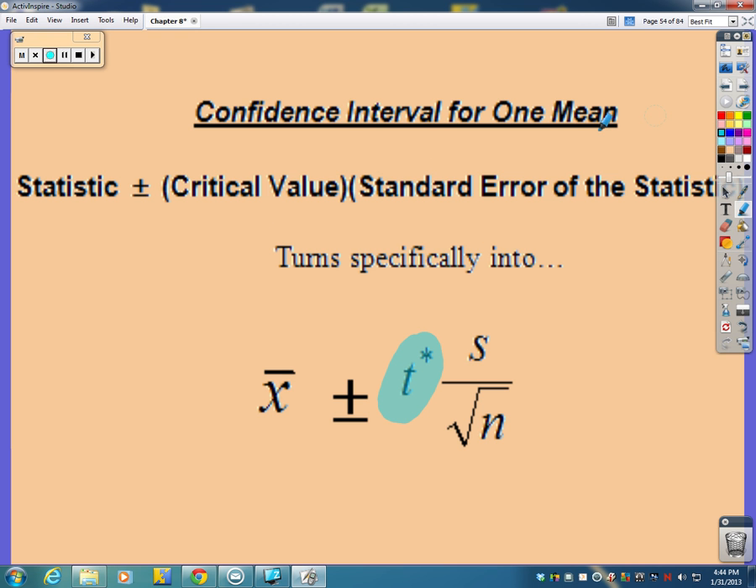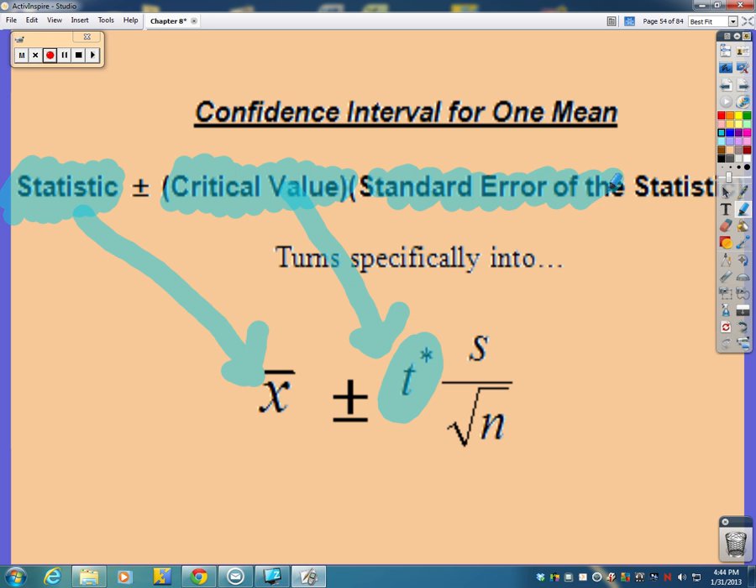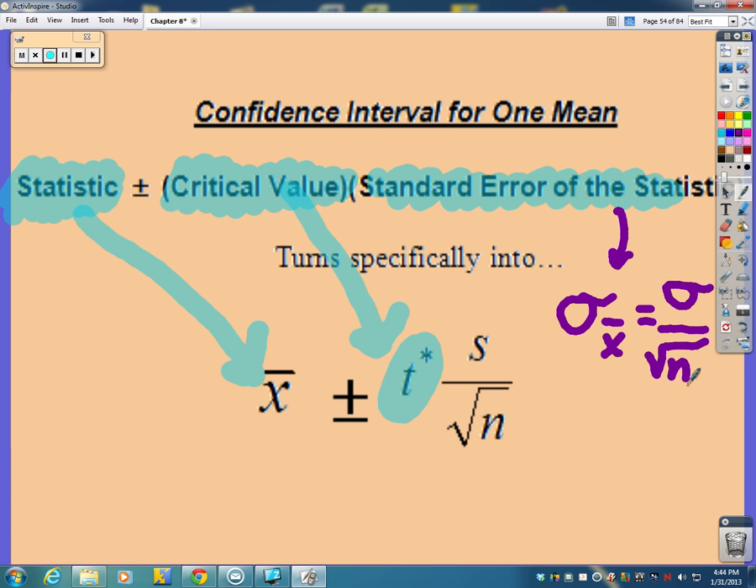Our statistic is going to be our x bar. It used to be p hat, but now we're switching gears. It's an x bar now. Our critical value is going to be our t-score, and the standard error of the statistic. That is nothing more than from last chapter, our sigma sub x bar, which typically was sigma divided by the square root of n, but we don't know what the population standard deviation is, so we said we may substitute out sigma for the sample standard deviation s.